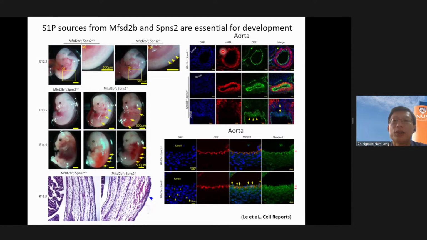You can see a very nice structure of the aorta in the wild type, the control animals, and the aorta of the knockout animals is collapsed. Basically, they cannot maintain the function of the aorta due to the low level of S1P. We also found increased proliferation of endothelial cells, shown in green here by CD31 staining. The integrity of the aorta is actually weakened, as you can see when we stain with Claudin-5, which is a tight junction protein between the cells. The expression pattern of Claudin-5 is dysregulated in this case. So the data shown here suggests that S1P from the two transporters is important for maintenance of the blood vessels.